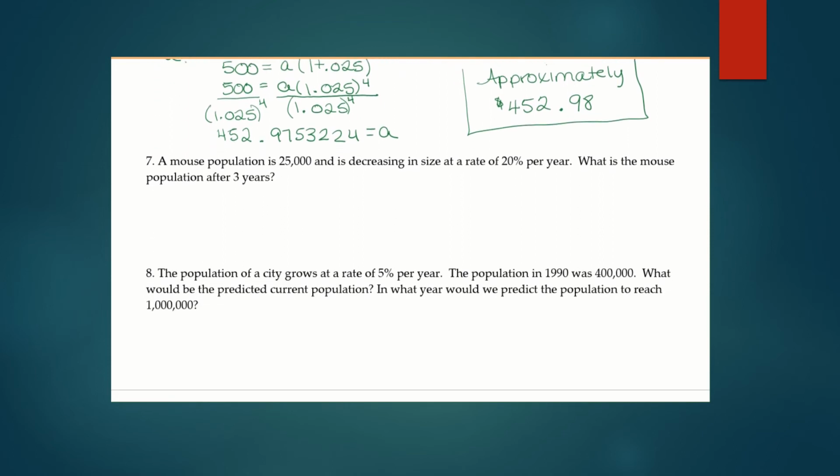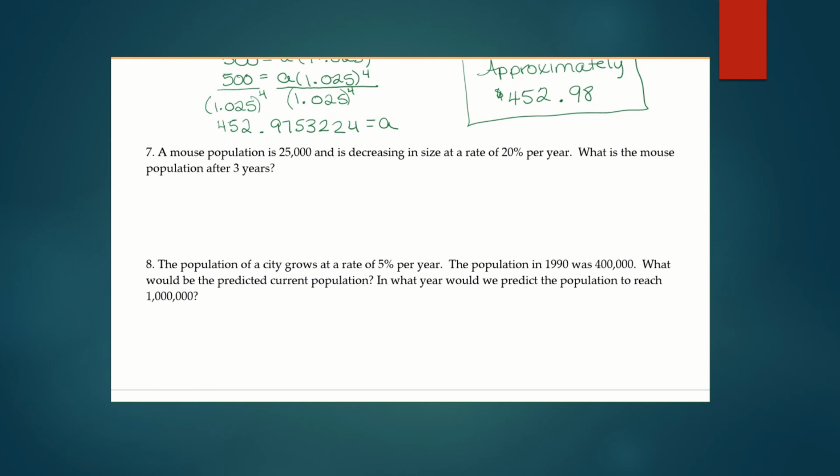Okay, a mouse population is 25,000 and is decreasing in size, oh thank goodness, at a rate of 20% per year. What is the mouse population after 3 years? All right, so we're starting at 25,000. Thankfully, it's decreasing in size at a rate of 20%. So here's A, here's R, and 20% as a decimal is 0.2 per year. This is our X, number of years. What is the mouse population after 3 years? So we want to plug in an X value of 3. Okay, decreasing. This is a decay factor.